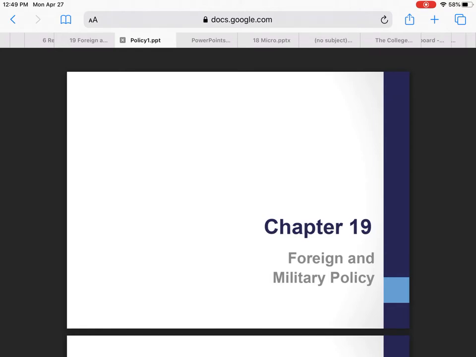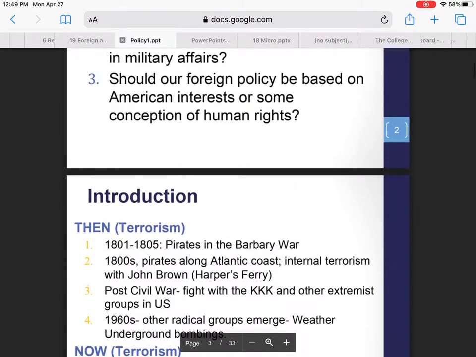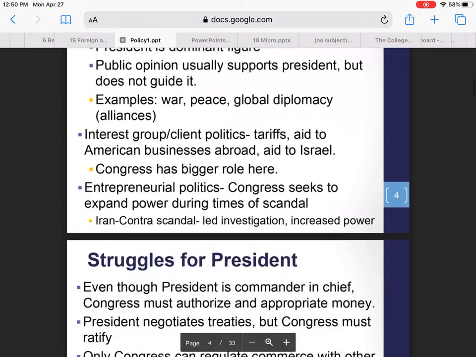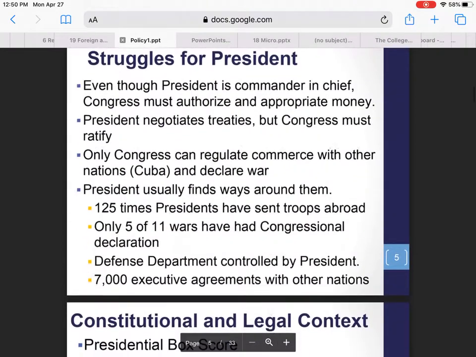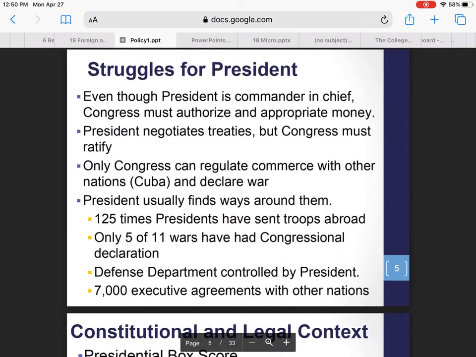Okay. Let's look at Chapter 19. This is foreign and military policy. I'm going to skip over a few things here. Big thing with foreign policy is that the president is oftentimes given a lot of leeway in his role as commander-in-chief to do more things that are unchecked by Congress as it relates to foreign policy than domestic policy. Congress oftentimes tries to check the president on just about everything they try to do in the United States, but foreign policy-wise, not as much.